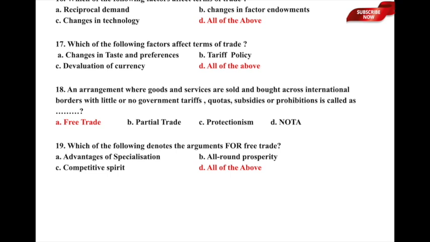Very important concept in international trade. Let us now move to question number 19.